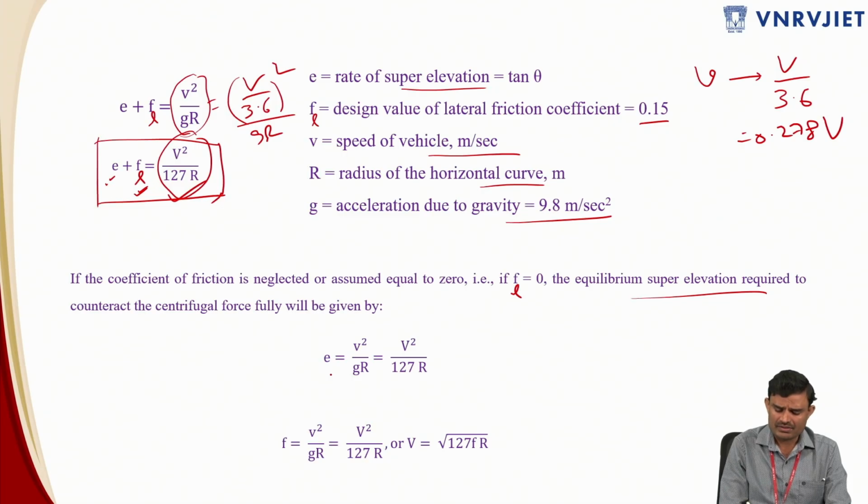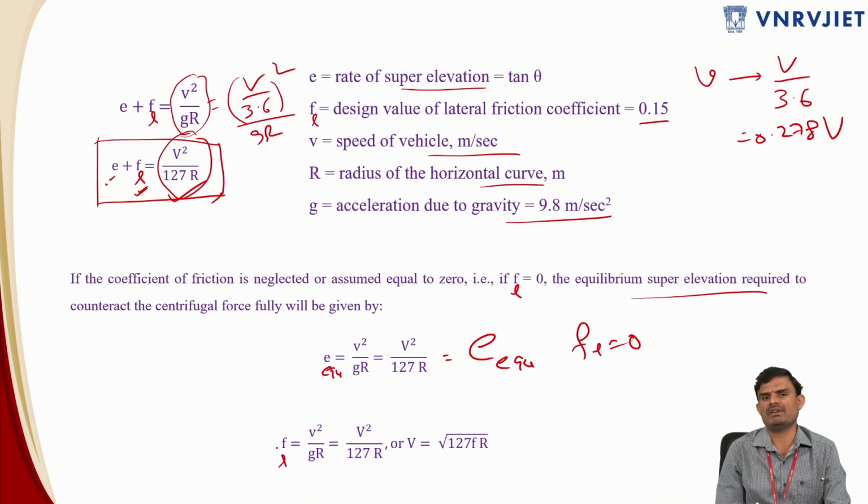So here you have to introduce the term E equilibrium. Very, very important. That is when FL is equal to 0. At the same time, you can take only the advantage of the lateral coefficient of friction when you don't have the chance of introducing superelevation. You can compensate the entire effect of centrifugal force by introducing only lateral coefficient of friction, wherein E is equal to 0. So as E is equal to 0, F is equal to v square by gR in terms of small v, or in terms of capital V it is V square divided by 127R.